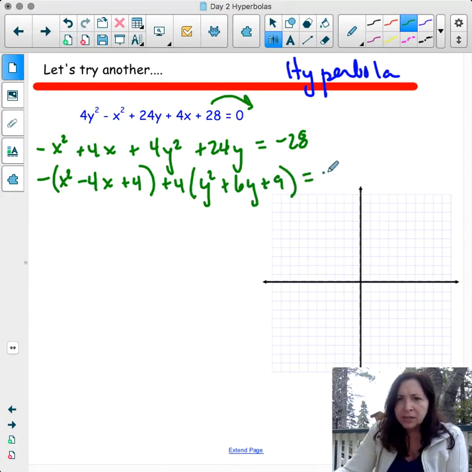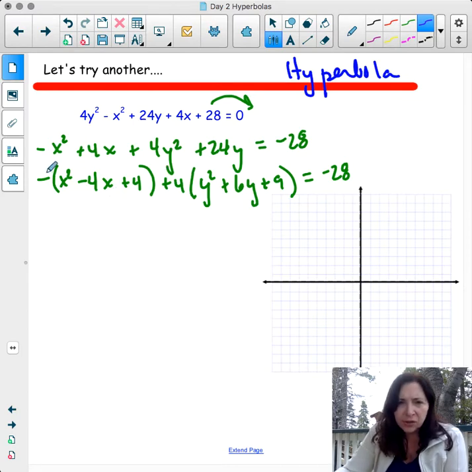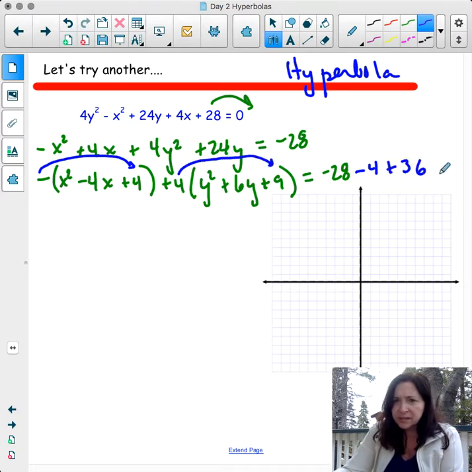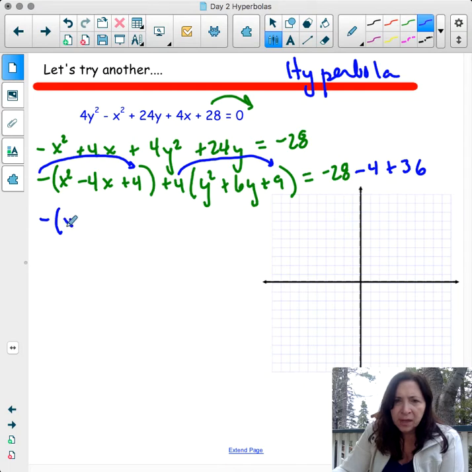And then you have equal to negative 28, but don't forget, this negative 28, you have to add in whatever you added on the left side; it has to be added on to the right also. So see this negative 1 times 4, I'm going to have to add in a negative 4. Additionally, I'm going to have to add in this 4 times 9, which is a positive 36. And so what this does for me is it gives me negative times the quantity. Factor this out. So we're going to get x minus 2, quantity squared.